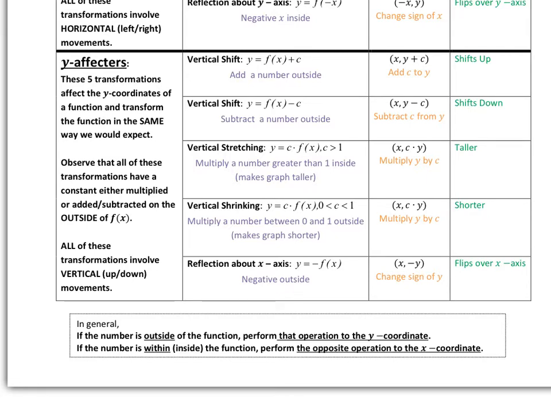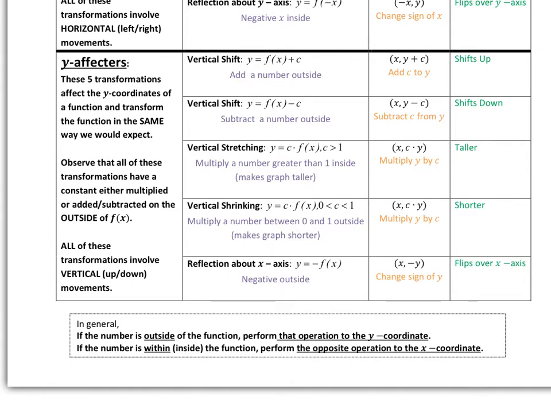So for example, in our first case, we have a plus c on the outside. Plus c on the outside means that we're going to add the c to our y. So again, we're adding, subtracting, multiplying, or changing the sign of all of our y's, and they're on the outside. So if it's on the outside, then we're going to be applying that same operation to y. Our x's would stay the same here.